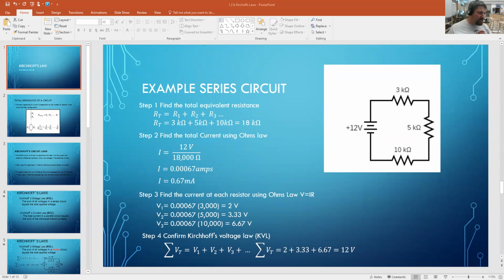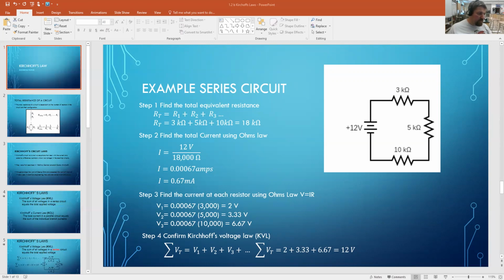So the 0.00067 amps times 3000 ohms equals 2 volts. The same current is again going through our 5000, and that's going to be 0.0067 times 5000, 3.33. And again, the 6.7 milliamps times the 10,000 ohms gives us 6.67 volts.